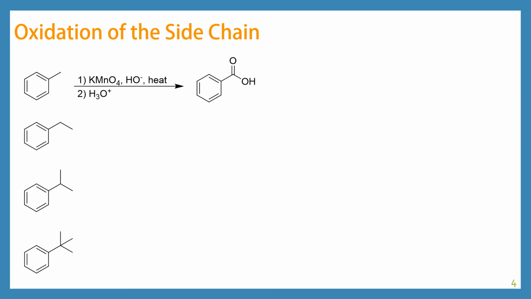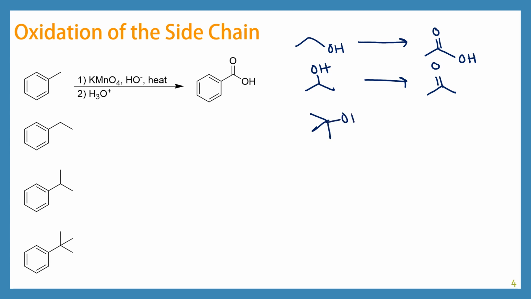Our next reaction is the oxidation of the side chain. What you might recall from previous uses of these reagents is that if you have something like a primary alcohol and you react with these same conditions or another strong oxidant, you'll end up with a carboxylic acid. Or if you react with a secondary alcohol, you would end up with a ketone. If you react with a tertiary alcohol, you get no reaction.